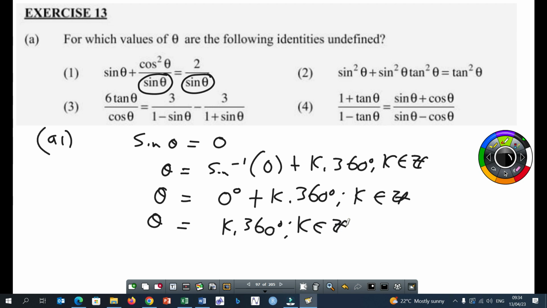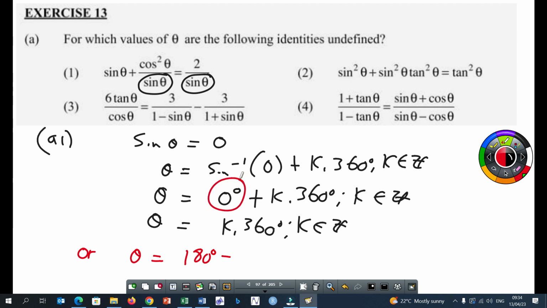Then the second one, because we have dealt with the first quadrant here, we need to get the general solution for the second quadrant. Are you following? Yes. Right? So we say theta will be equal to 180 degrees minus the reference angle.